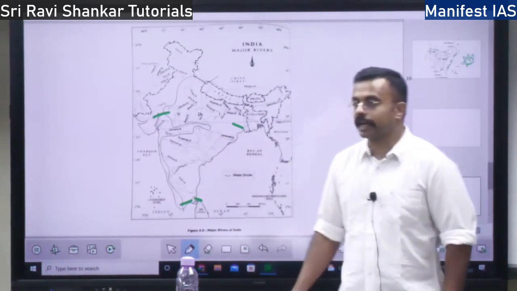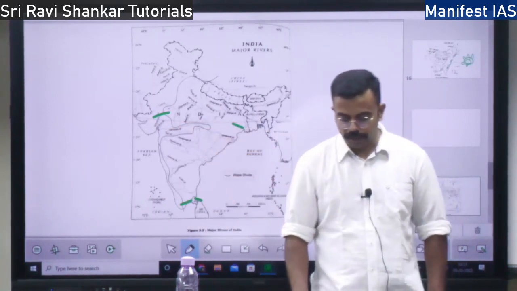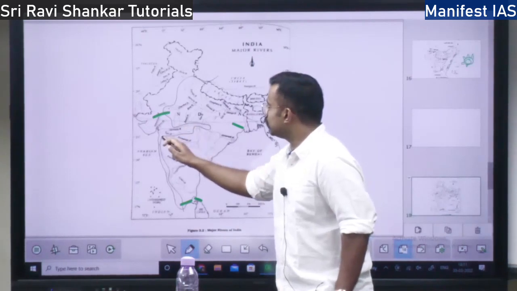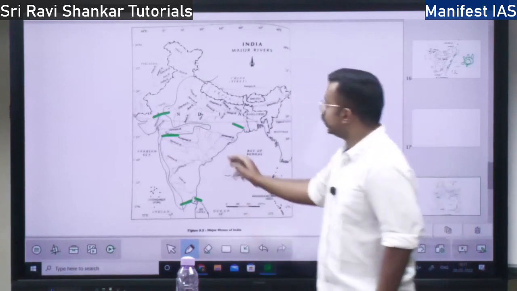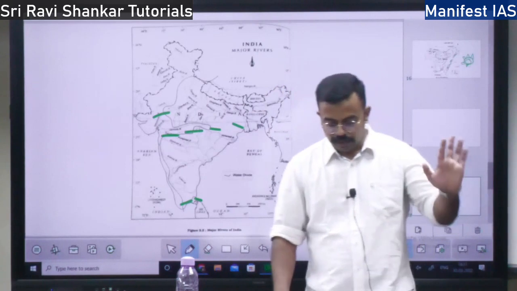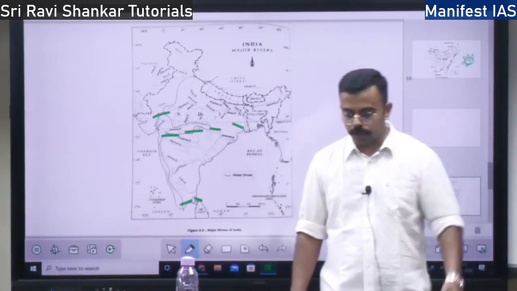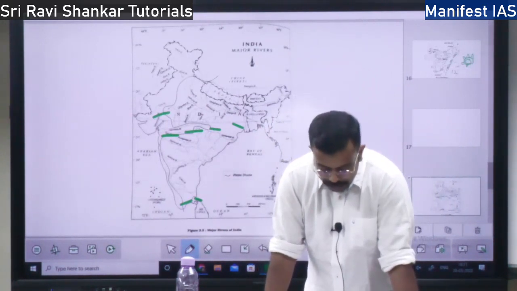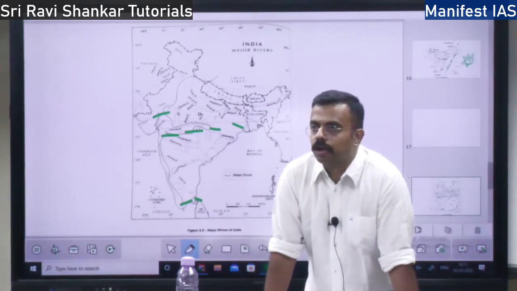In the north, the northern boundary of the Deccan Plateau is formed by three mountains: the Satpura mountains, the Maikala range and the Mahadev hills. These three, the Satpura mountains, Maikala and Mahadev range, form the northern boundary of the Deccan Plateau, right?